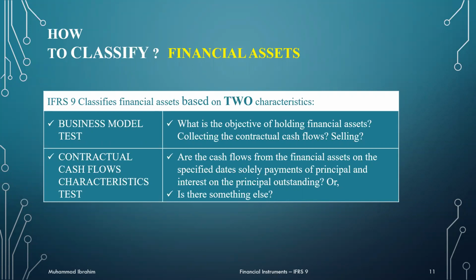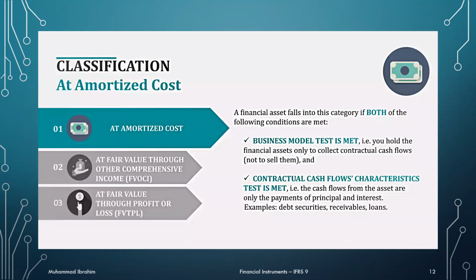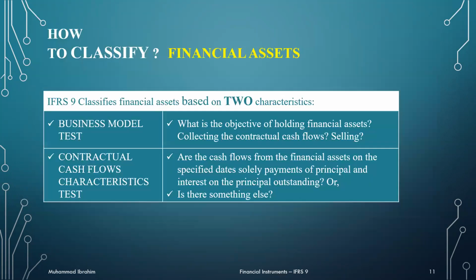What is the business model test? As you see on your screen, before classifying any financial asset in any category, there are basically three categories defined by IFRS 9: classifying a financial asset at amortized cost, classifying it as fair value through profit or loss, or classifying it at fair value through other comprehensive income. Salman, again, move to the previous slide. Okay. So how can we classify the financial asset into three categories?